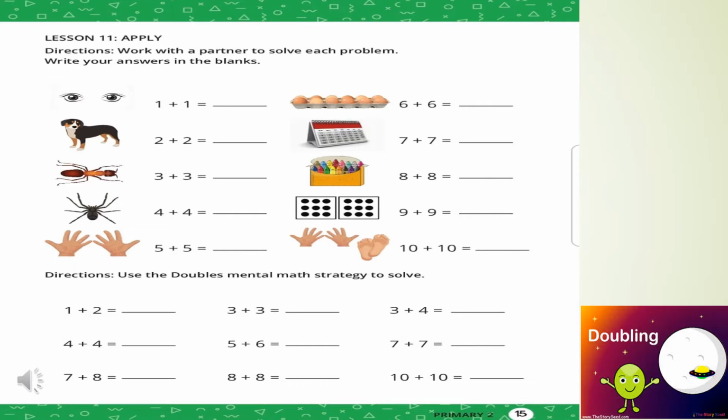So 8 will give this 7 another 7. So 7 plus 7 will be 14. And we have another one here. 14 plus 1 will be 15. Here we have 8 plus 8 equals 16. 10 plus 10 equals 20.